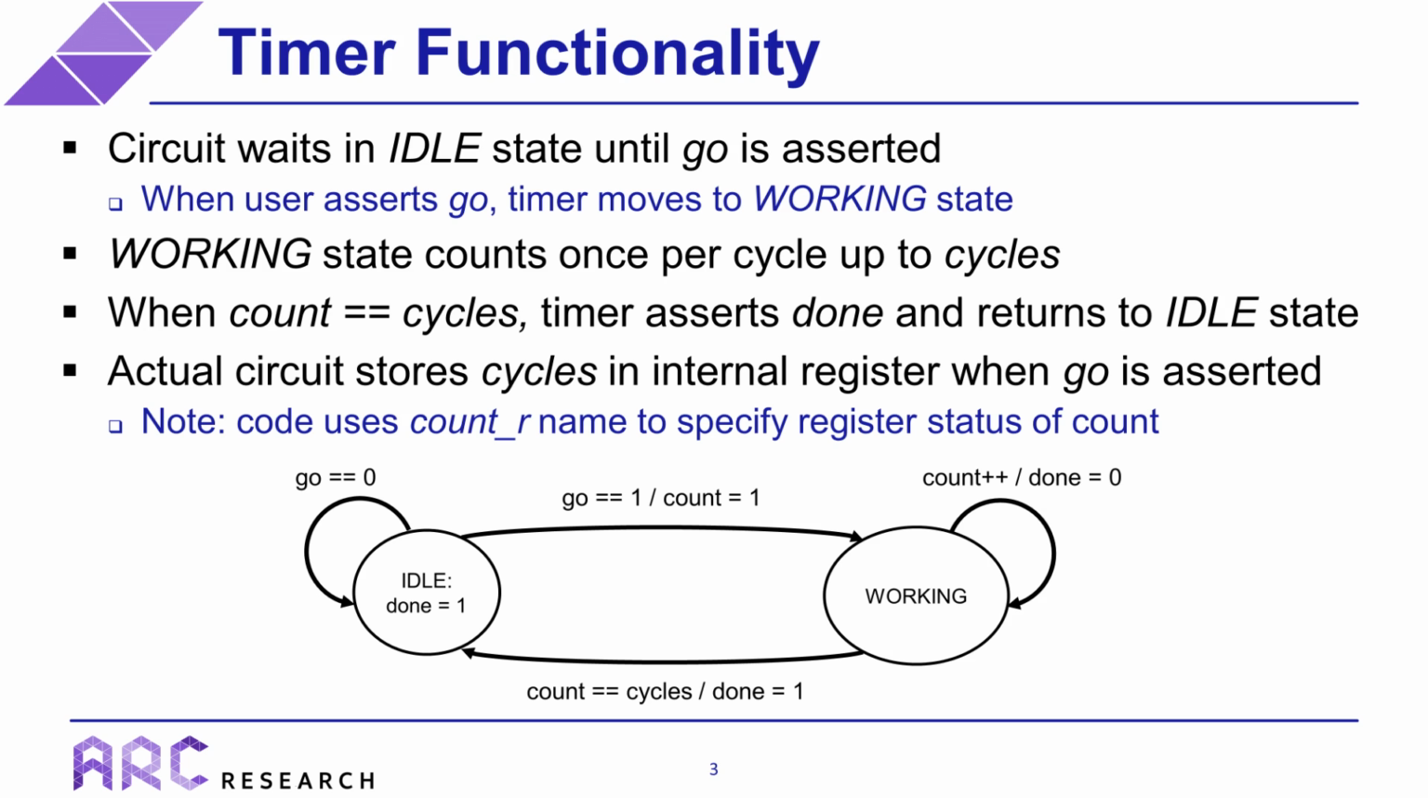Now, the actual implementation of the circuit is slightly different. For example, the circuit stores the cycles input into an internal register when go is asserted. This is generally a good design practice because it protects the internal functionality of the timer from changes on the cycles input when the timer has already started. Similarly, the code uses slightly different names than what is shown on the slide, which are omitted here for simplicity. So one naming convention to be aware of is that some of the internal registers you will see use an _R suffix to make it explicit that the corresponding variable is intended to be synthesized as a register.